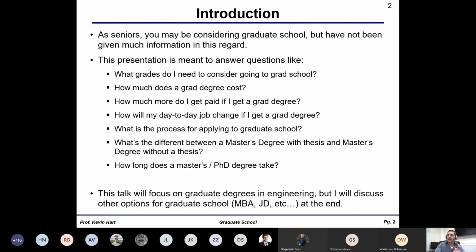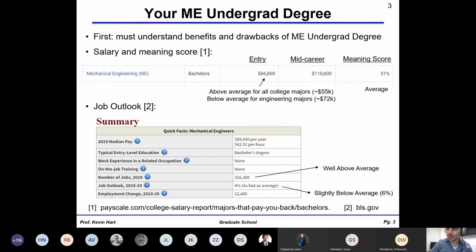My focus here for this talk is really going to be on a graduate degree in engineering, but I will make some discussions about some other types of degrees that are common for engineering undergrads to go into as well. Things like a master's in business administration, MBA, a Juris Doctor, which is like the law degree, and so on. Before we get into why you may or may not want to go to graduate school, you have to understand the power of your undergraduate degree first. There are a variety of resources that allow you to compare your ME undergraduate degree to other degrees that you might see.